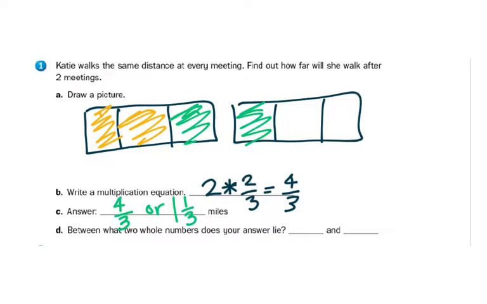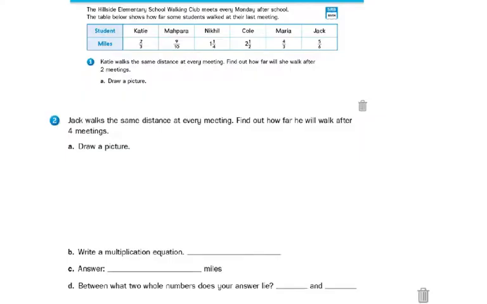Between what 2 whole numbers does your answer lie? Well, it's more than 1 and less than 2. So it falls between 1 and 2 miles that she walked over the course of two days or 2 meetings. Number 2, Jack walks the same distance at every meeting. So let's find Jack. Find out how far he will walk after 4 meetings.